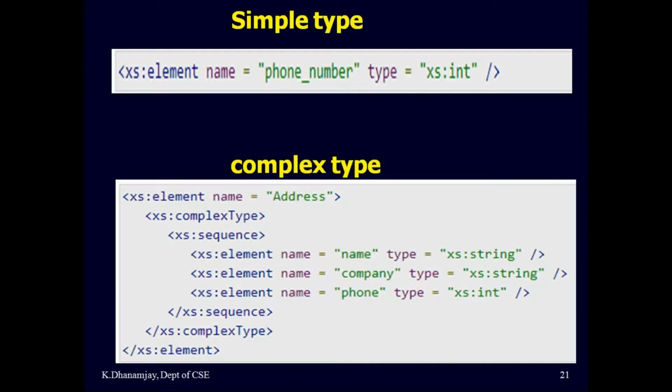Complex type means widget is a container for other element definitions, and this allows you to specify which child elements an element can contain, whatever the structure within the XML document. Let's say here we can have a simple type and complex type, right? Here I specify an element named address, that is the root element, and a complex type which I specified as a sequence. For address you can have name, then company, and then phone number. Here phone number's type is xs:integer and the others are string. You have to remember the different data types that are there.